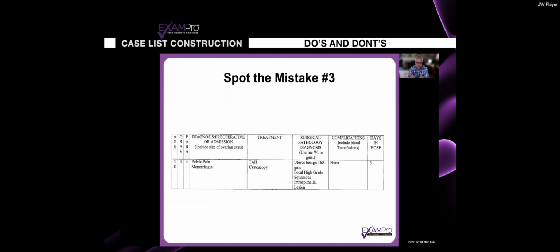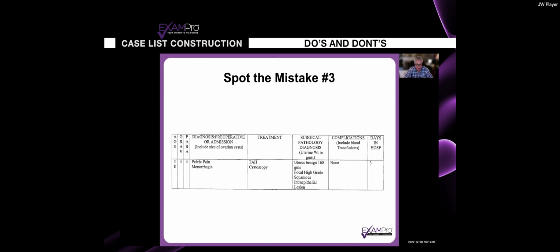Now, the next question is, why was this hysterectomy done abdominally? I mean, the uterus only weighed 160 grams. She's para 4. Now, maybe they were previous C-sections, but it's not listed here. So that would be another question that's not consistent. The bilateral salpingectomy, this list probably was developed before the recommendation to do that. So I'm going to leave that off for a second.